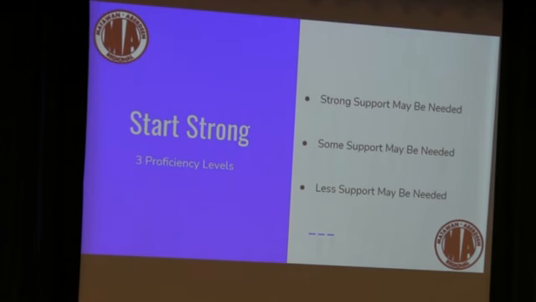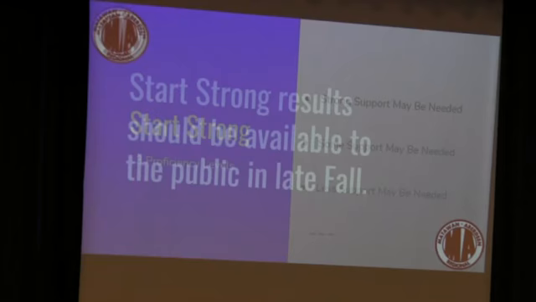So the three levels that will be provided, score reports will be forthcoming: strong support may be needed, some support may be needed, or less support may be needed. So the levels are not as differentiated as a typical NJSLA assessment, which has five levels. For the Start Strong, this will be the information provided to the teachers as well as the parents on those individual score reports. So strong support, some support may be needed. This gives teachers an indicator of which students need additional supports and resources to ensure mastery of the grade level standards.